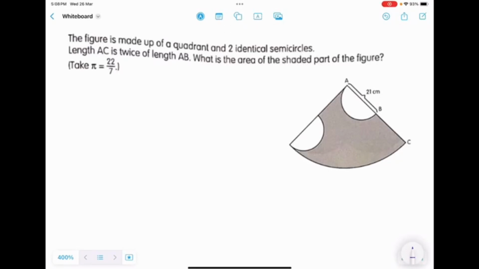Hey guys, today we'll be looking at some area and perimeter questions with the concept of big minus small. Now let's jump right in.